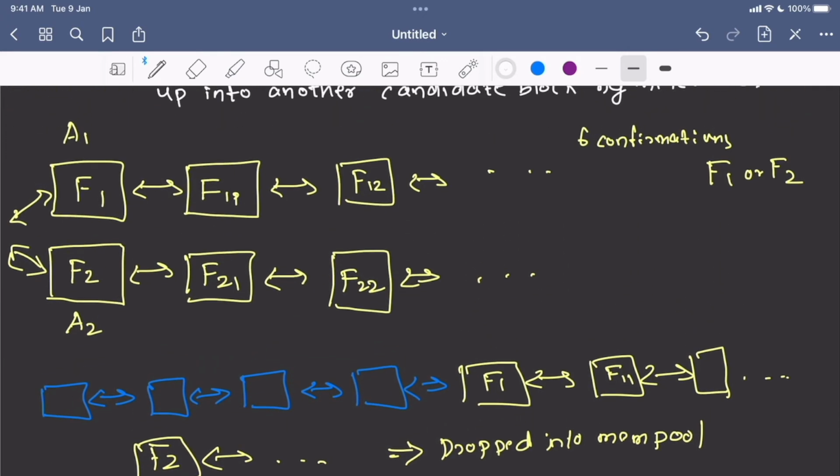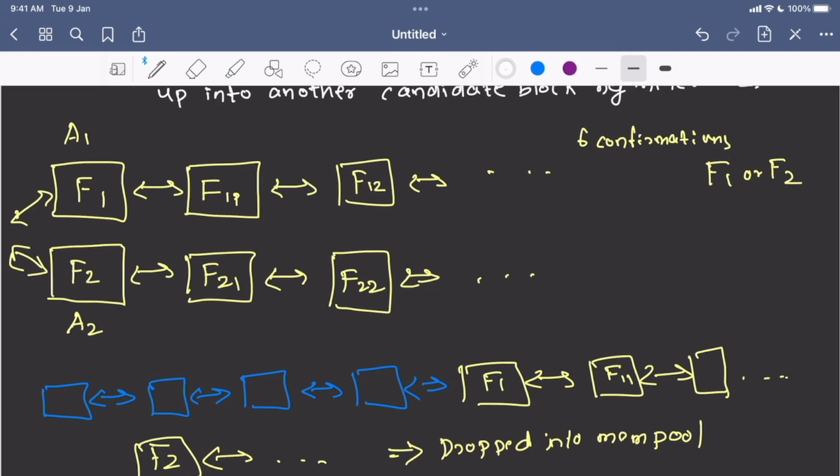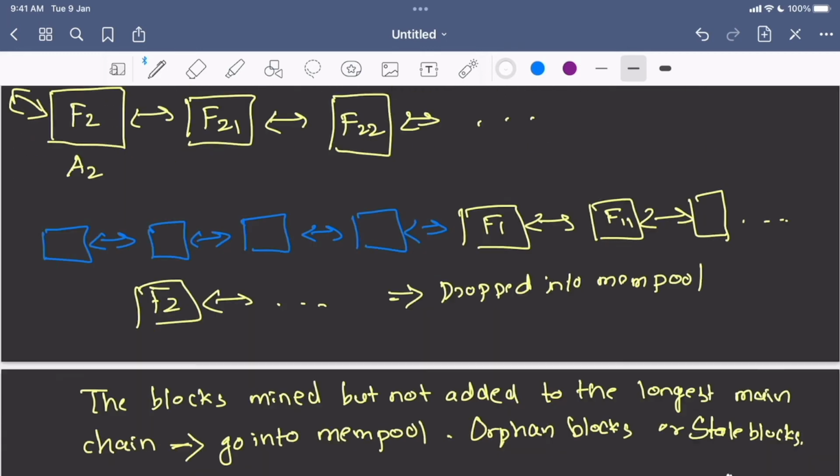So hence it is useful to wait till six confirmations and not just think that our block will be confirmed and validated within one confirmation. So if we wait for six or more than six confirmations, we are very sure which fork has been considered as the longest chain and joined with the original chain. Now let's discuss the third scenario.